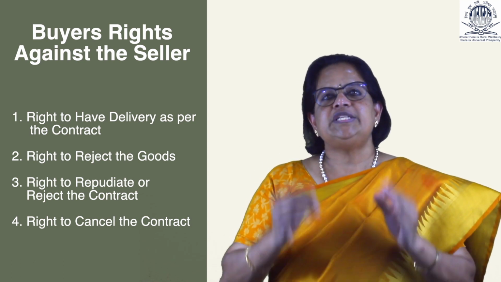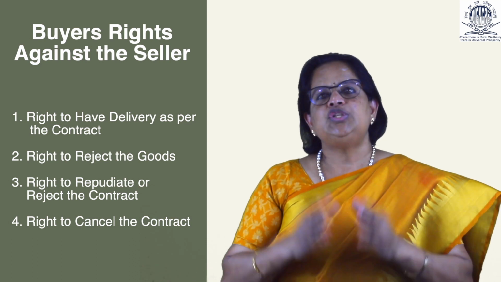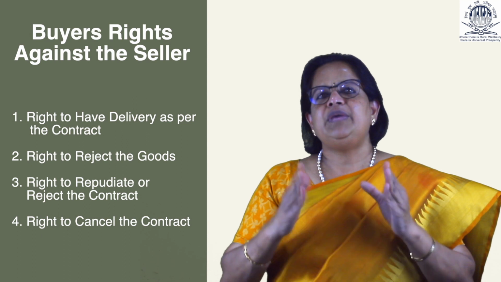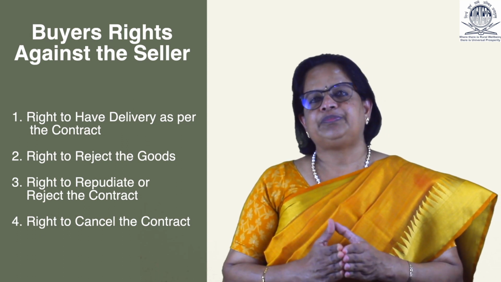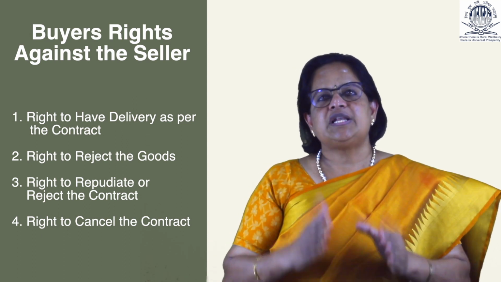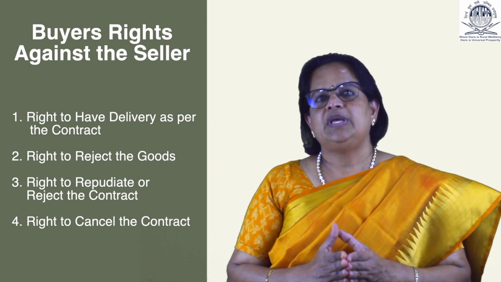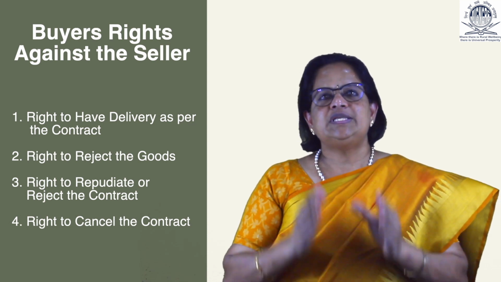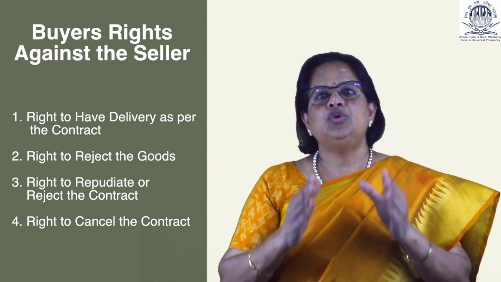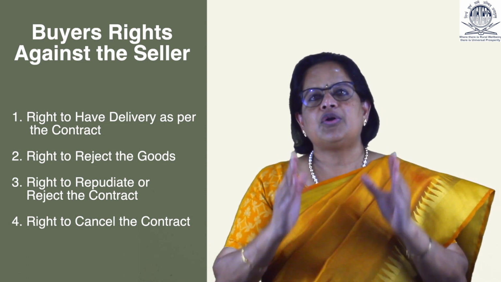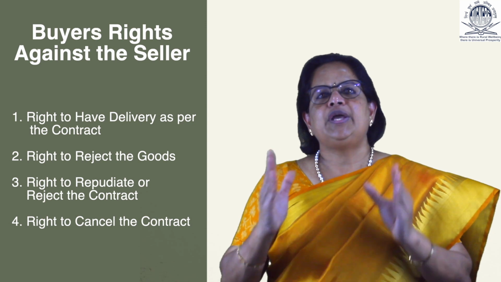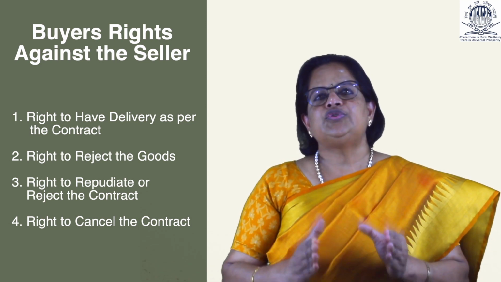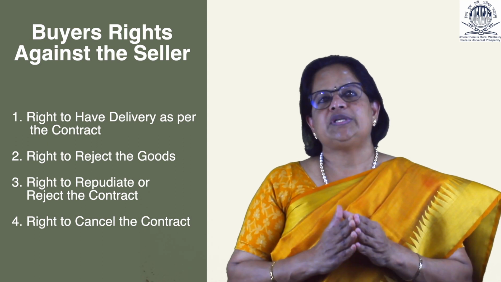The first right is the basic right of the buyer to take the delivery of goods from the seller after payment of consideration. The second right is the right to reject goods. And when to reject goods? If it is found that the seller has delivered goods of other quantity or quality, or if the buyer notices any defects in the goods, he may refuse to take those defective goods.